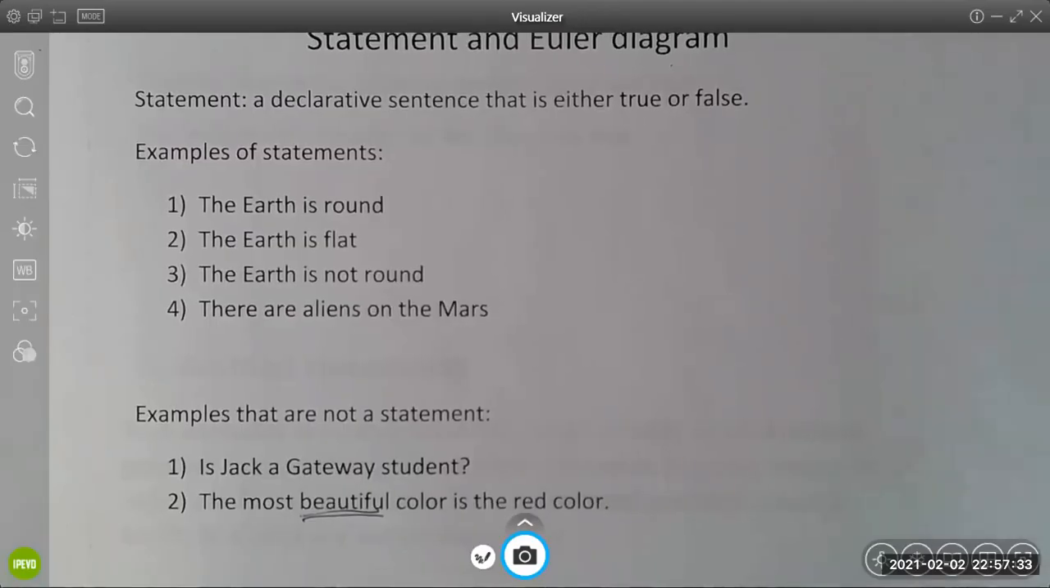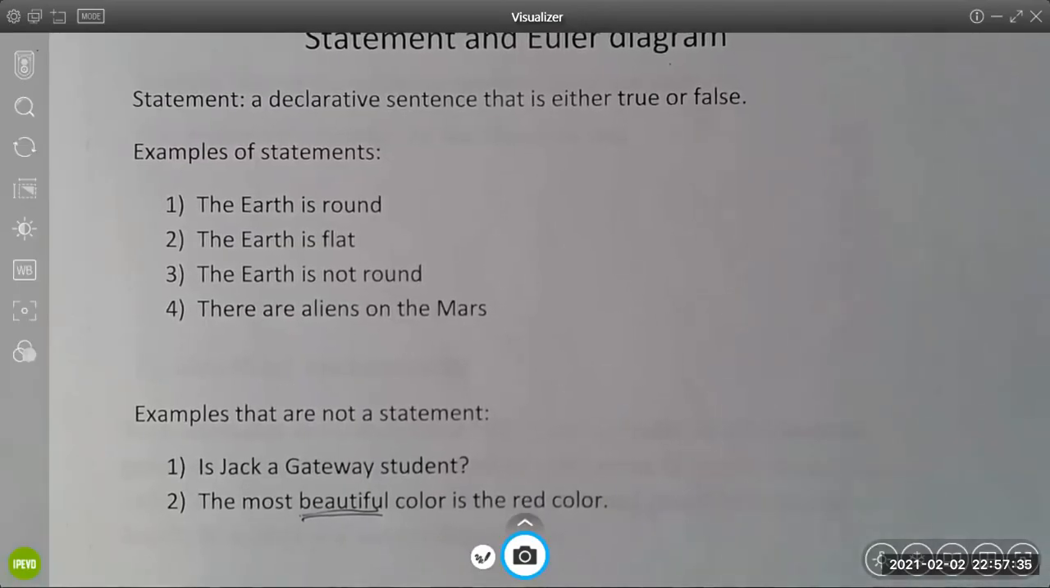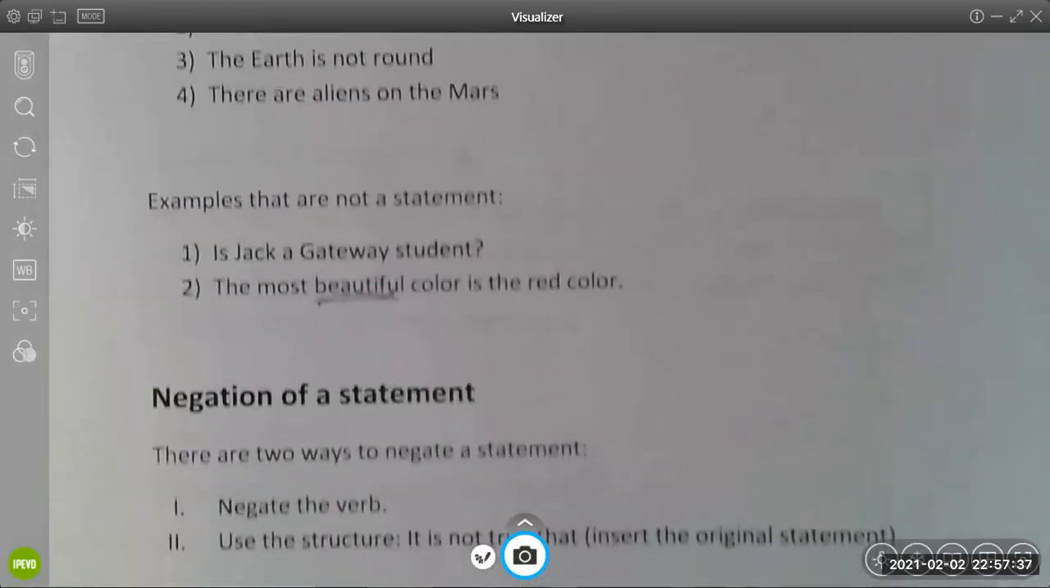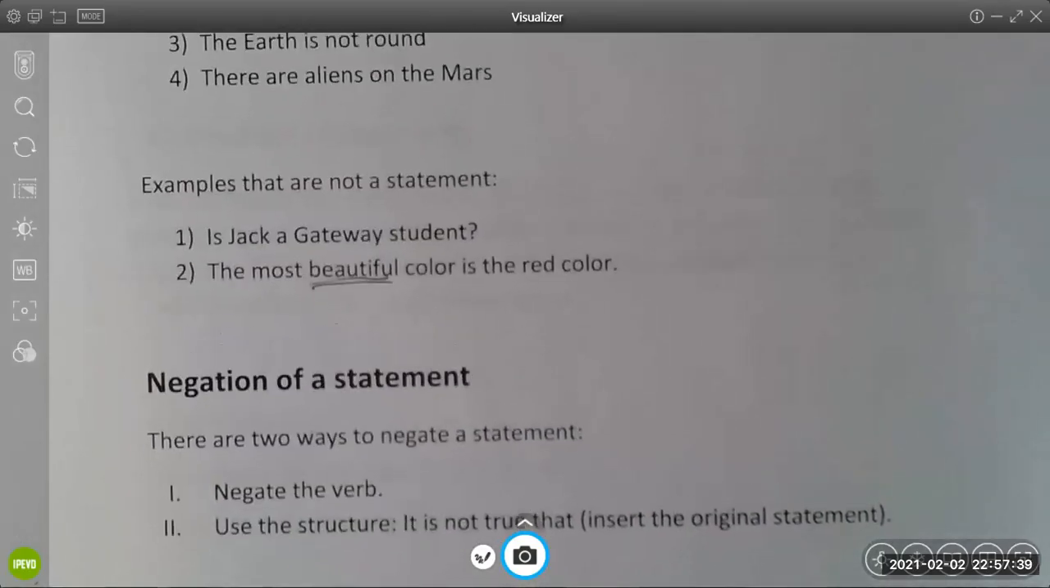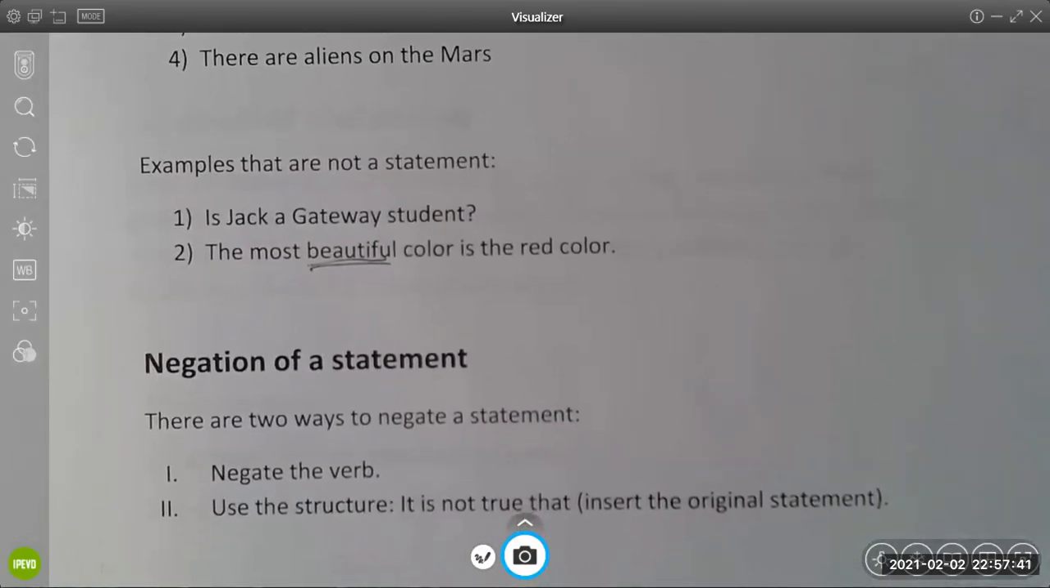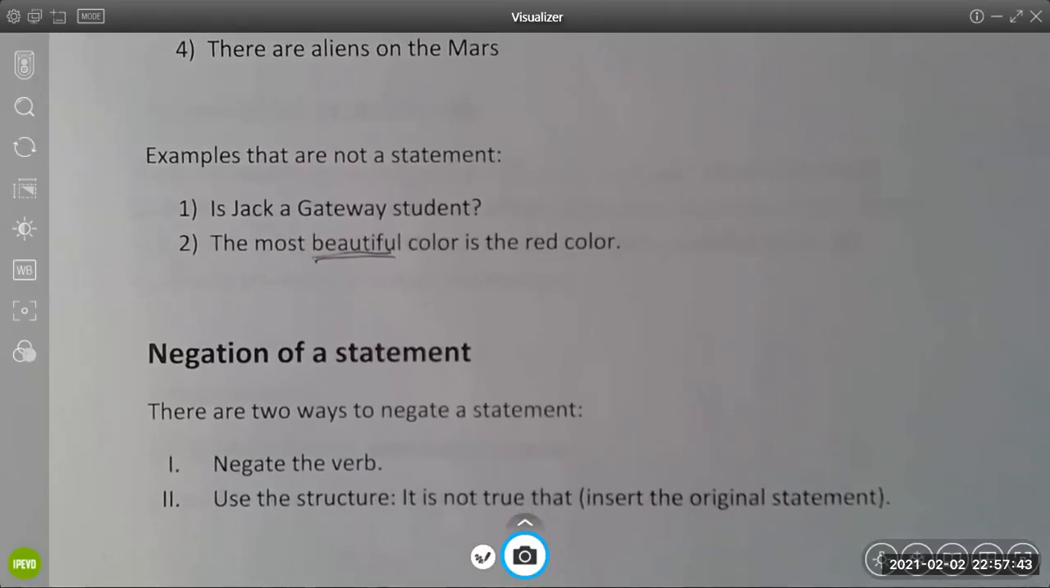Okay, let's move on to the next topic. In the next topic, we are going to look at how to negate a statement. That means how to create a negation of a statement. Now, in general, there are two different ways to negate a statement. Actually, both of them are very straightforward.